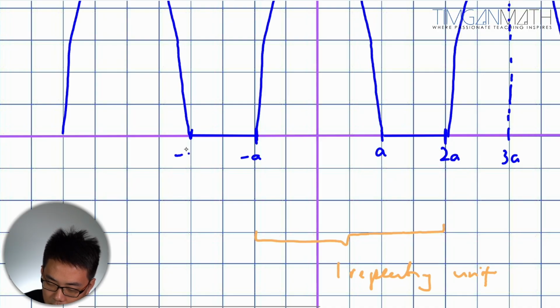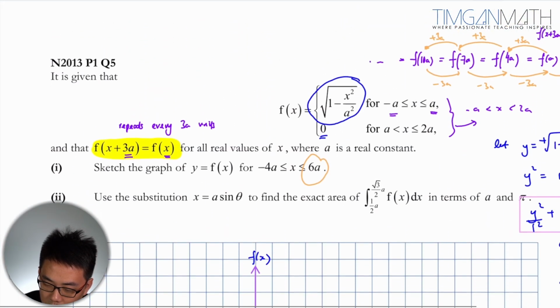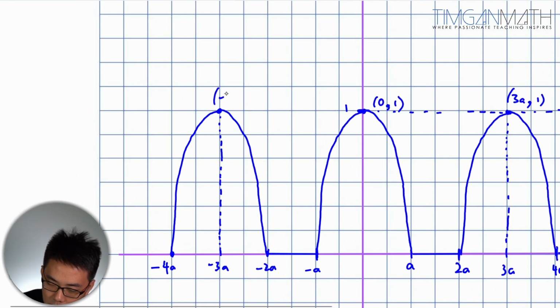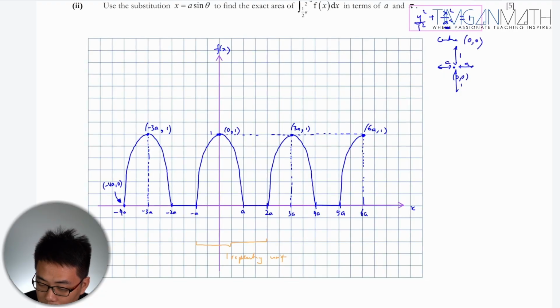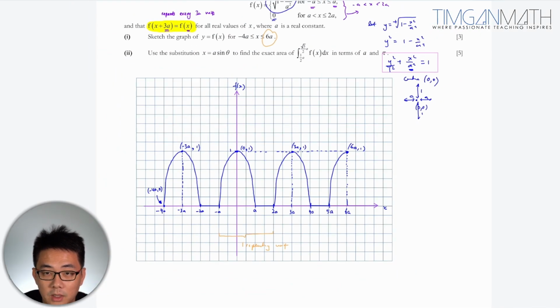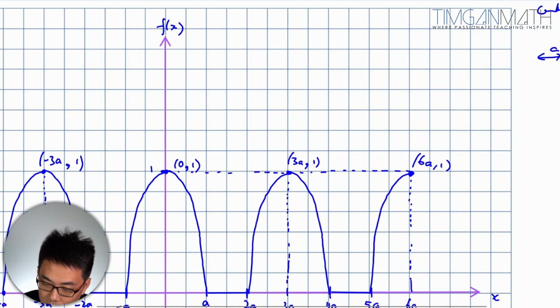Minus 2A. Minus 3A, minus 4. Minus 3 is here. Minus 4. There you go. Just label the endpoints. Usually is better. So this is y equals to.